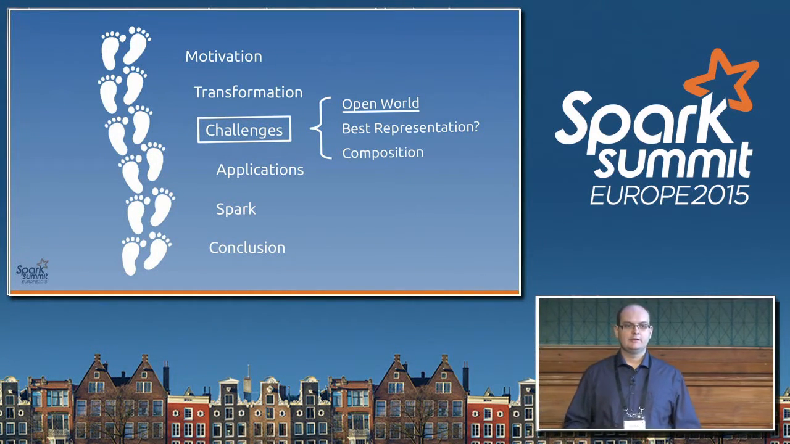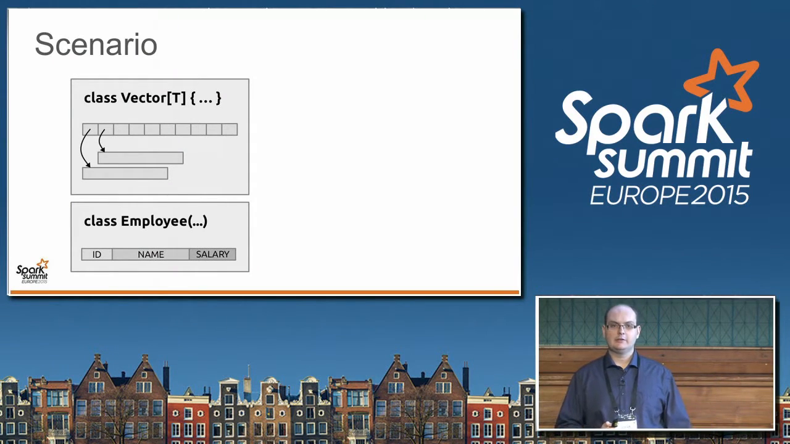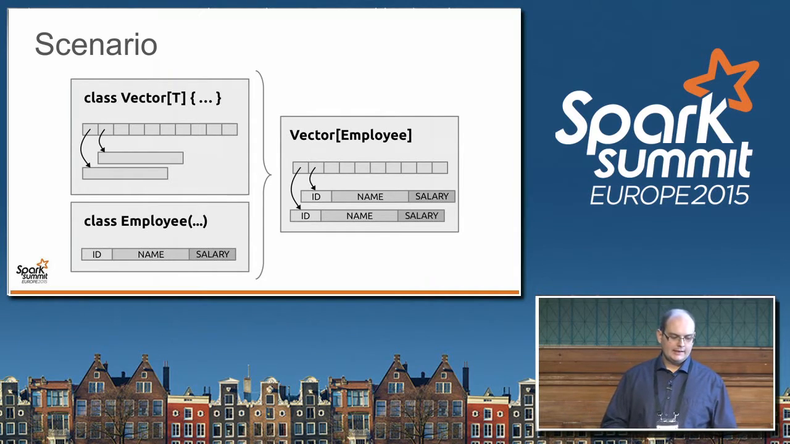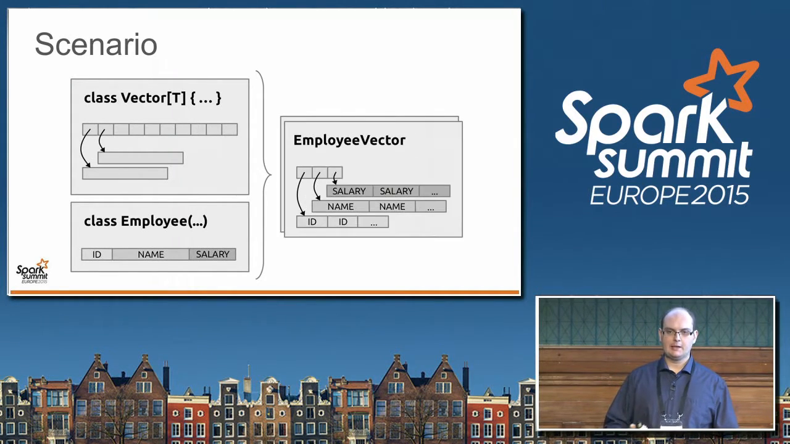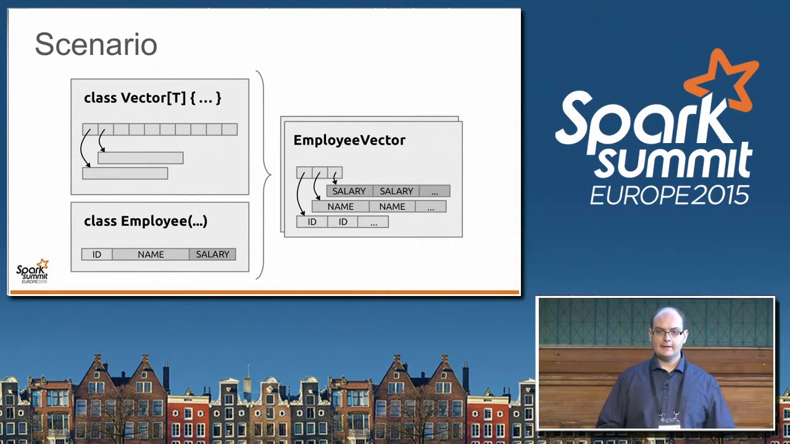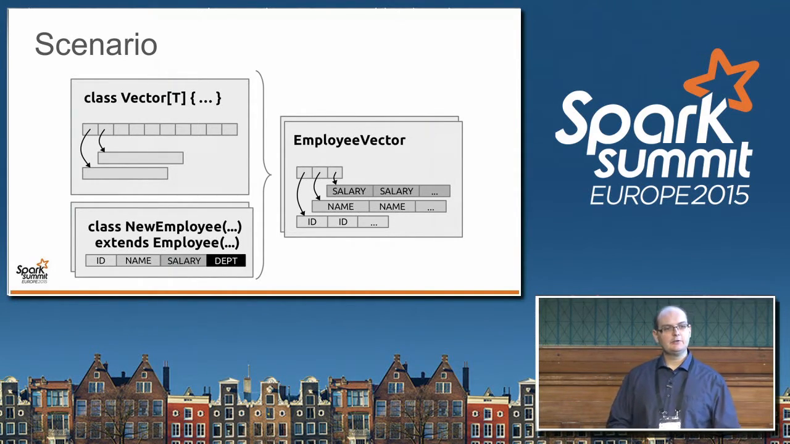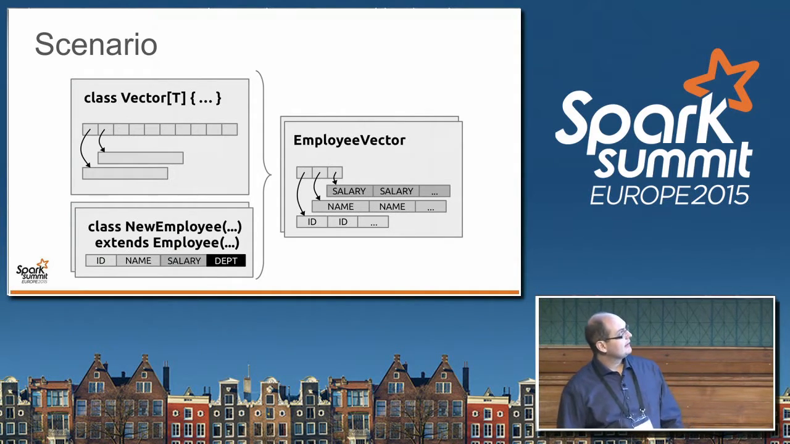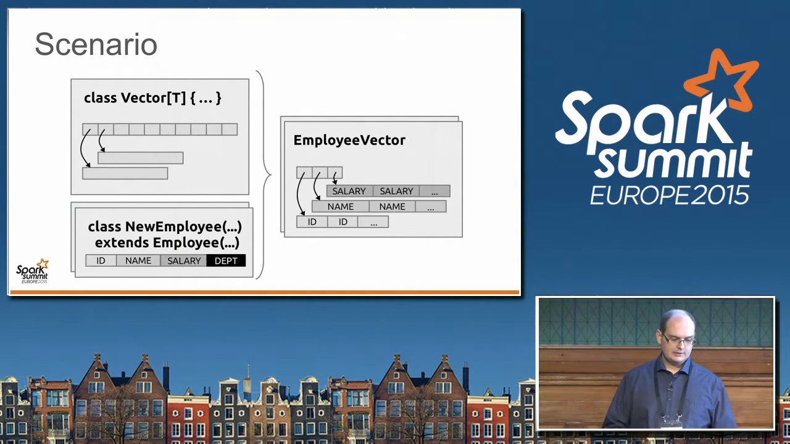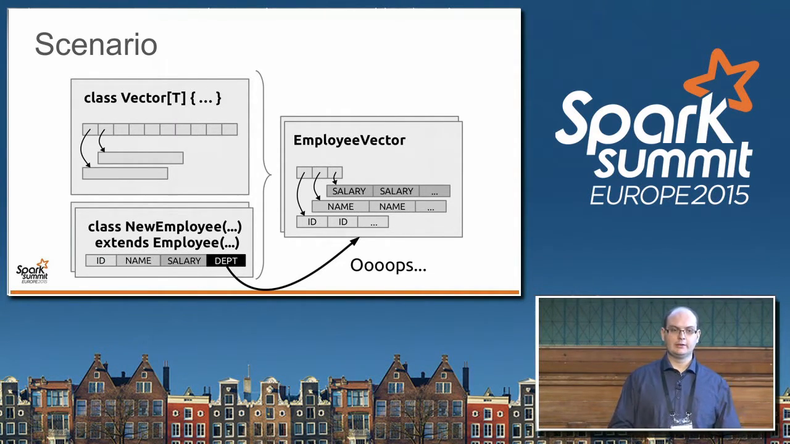The first challenge is the open world. So let's say we have again the vector and the employee, we combine them, and then we say, no, we're smarter. We're going to tell the compiler to use this column-oriented structured representation. And then we leave for vacation for a week, and a colleague of ours defines a new employee class, which extends employee and adds a department. Well, the program the test suite is going to run, it's going to try to put the department. Well, whoops, it doesn't have the right tooling to do that.